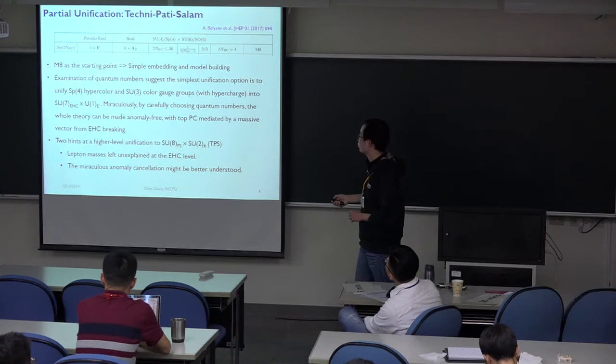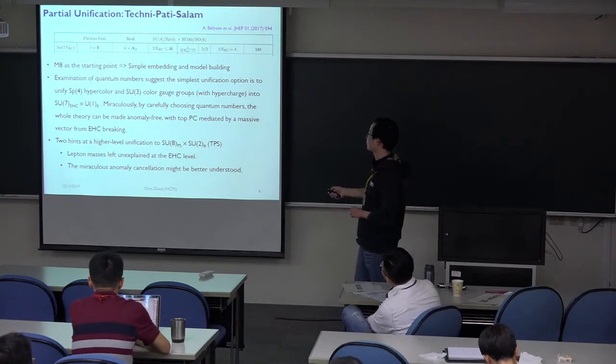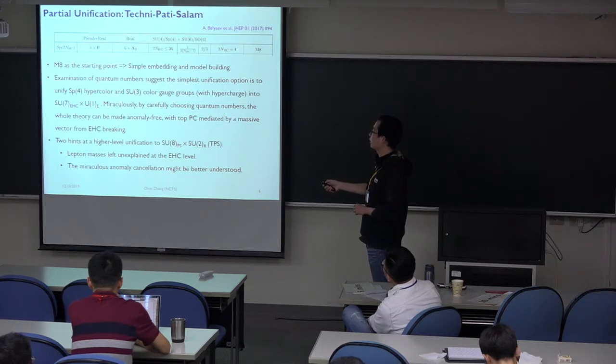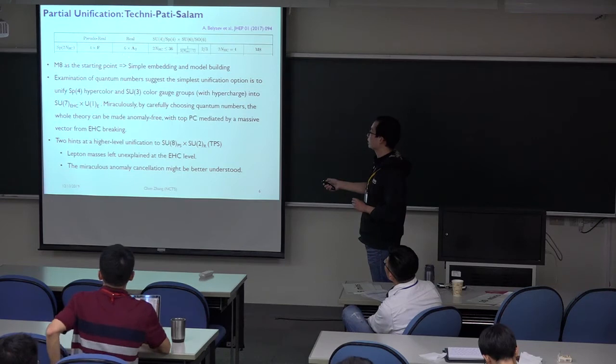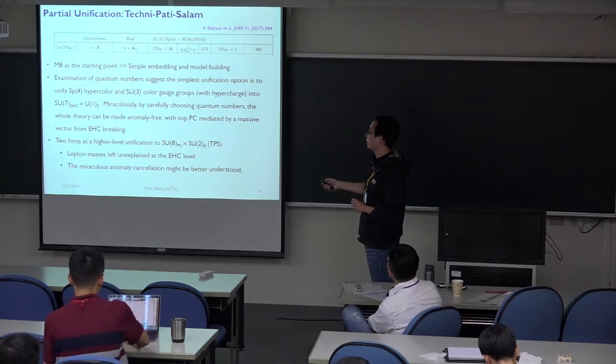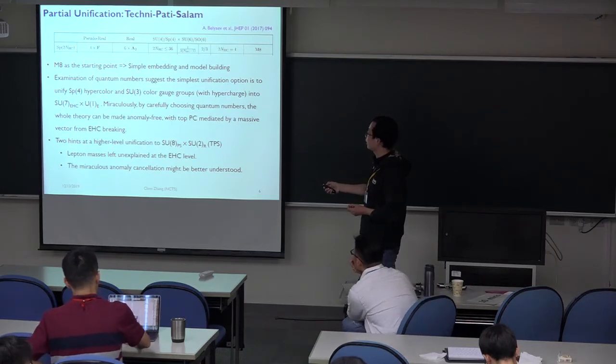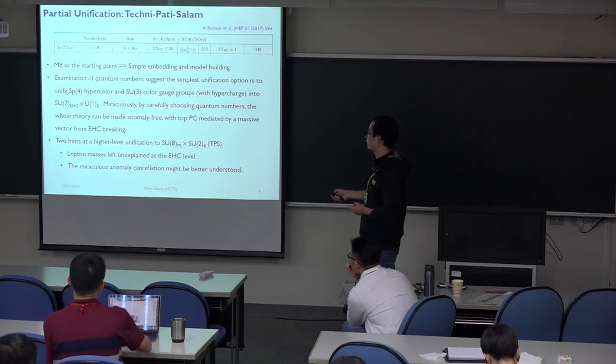Okay, and we choose the model M8 as the starting point. The M8 is defined by an Sp(4) gauge group with 4 Weyl hyperfermions in the fundamental of Sp(4), and 6 Weyl fermions in the 2-index antisymmetric of Sp(4). For example, the top partner will be composed of 2 fundamental and 1 2-index antisymmetric fermion.